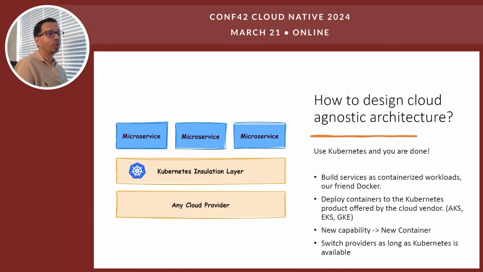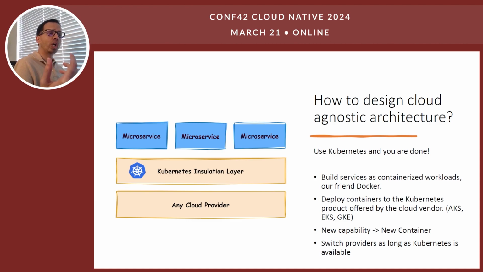How to design a cloud agnostic architecture? Simple answer, use Kubernetes and you are done. What we can do, we can build our services using containerized workloads. Our friend Docker is available, and we can deploy containers to Kubernetes. And Kubernetes is offered as a service by major cloud providers in terms of AKS, EKS, or GKE from Azure and AWS and Google Cloud.